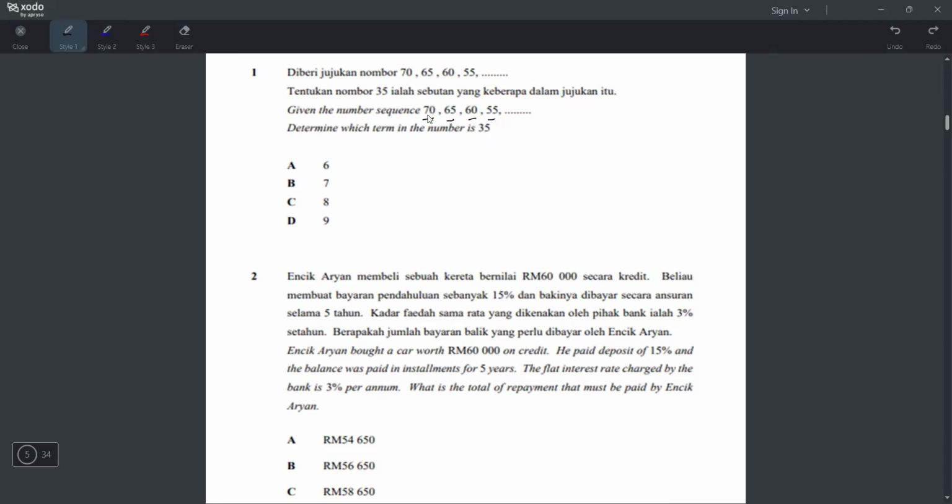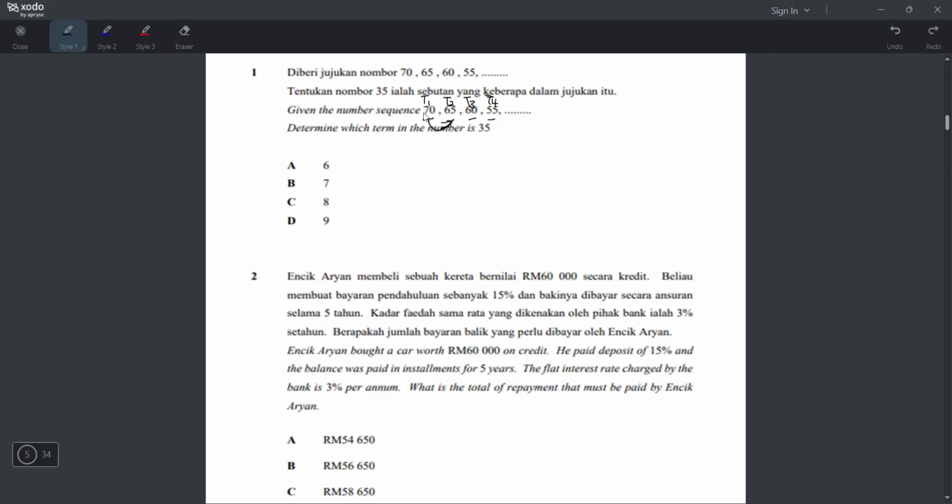So we all know this is the first term. So this I will call it T1 for now. All right. First term. The second term I will call it T2. This one I call it term number 3. This one term number 4. And they're asking you which term is 35, right? So how do we know which term is 35? First of all, let's see what is the pattern first.